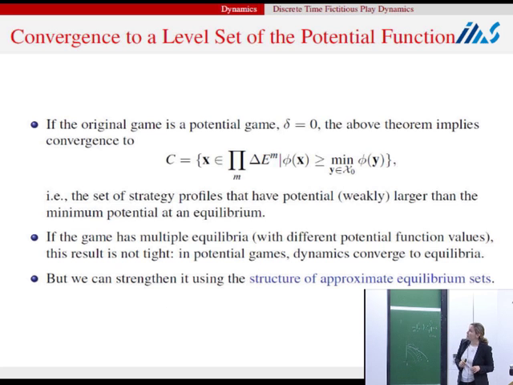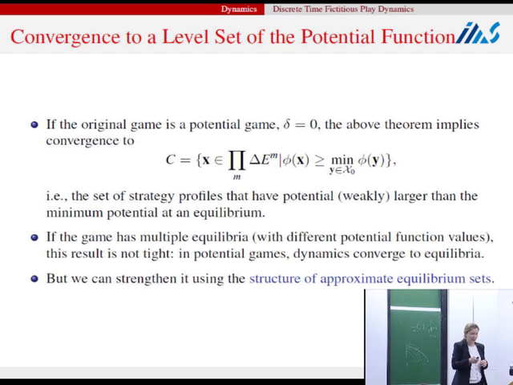So let's then specialize this result to a potential game, delta equal to 0. And this theorem implies convergence to a set with potential greater than or equal to the minimum of the equilibria potentials. So if you have a unique equilibrium in the game, this establishes convergence to an equilibrium. But if you have multiple equilibria, this only says that we converge to a set whose potential value is larger than the minimum of the potentials of different equilibria. While this set contains the equilibrium set, it may have many other mixed strategies as well. So there is a gap in this result with respect to Monderer and Shapley.